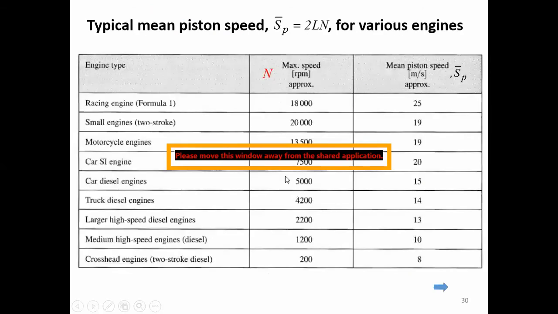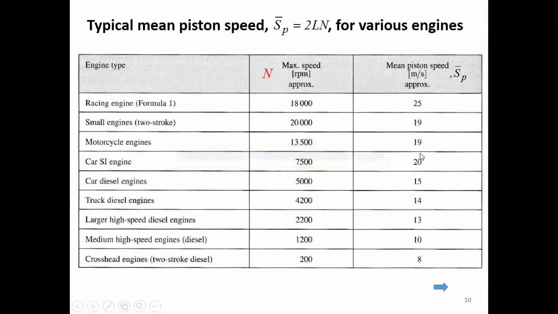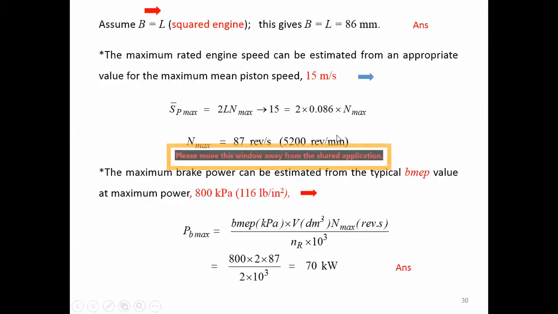Because when you look at the table, there are two numbers that are in your consideration: 7,500 RPM, this is the maximum, and this is the mean piston speed, approximately 20 meters per second. So in here they decide to choose 15 meters per second with the stroke equal to 86 millimeters. They put it into this equation, and what they come up with is the maximum speed of about 87 revolutions per second, which is about 5,200 revolutions per minute.